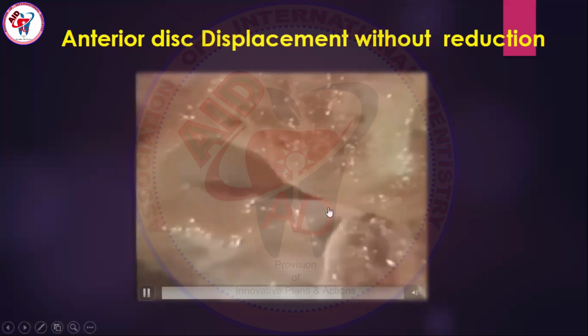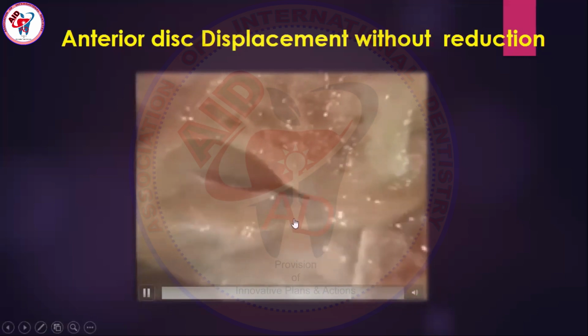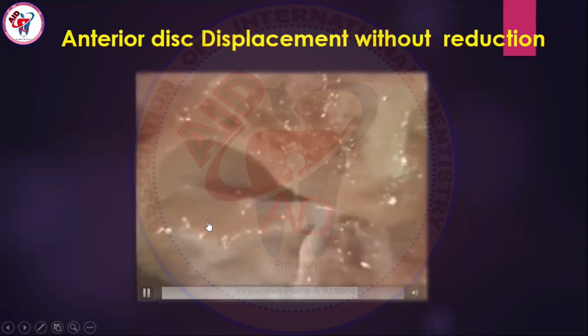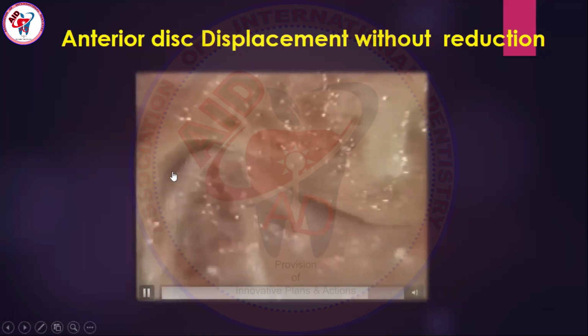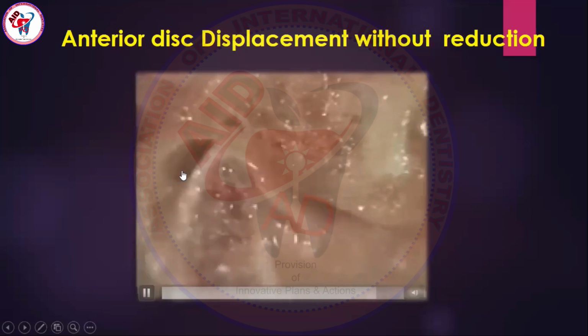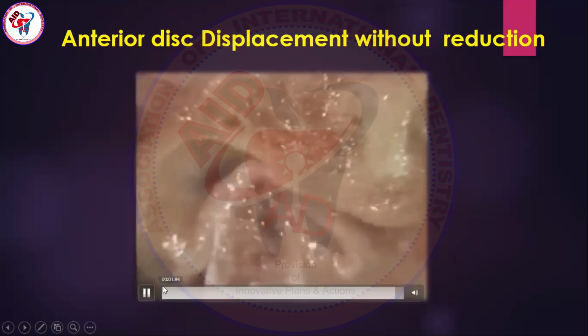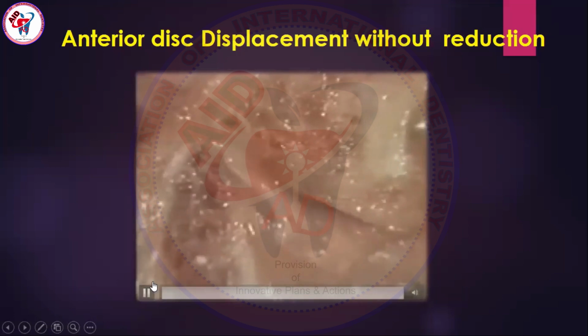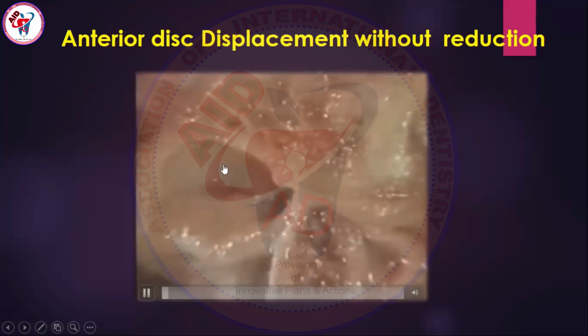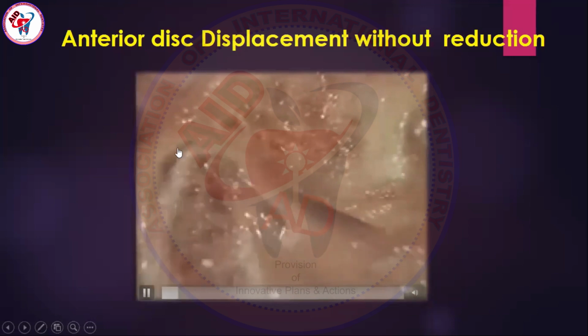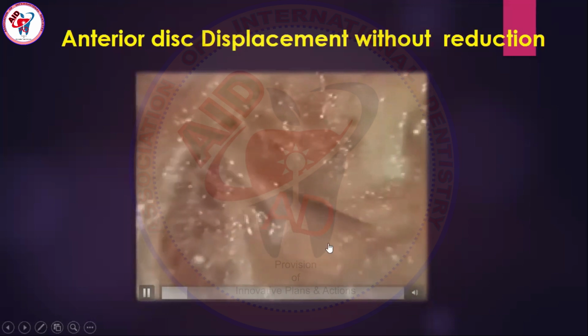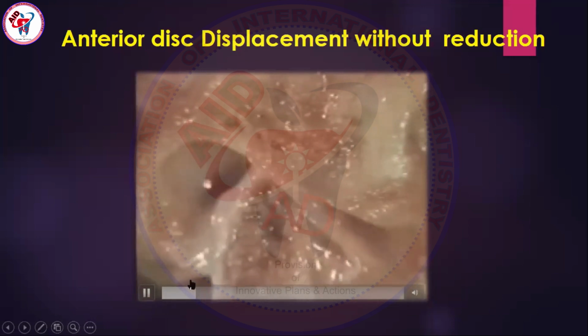And see the stretch of the posterior ligament. How much superior joint space is there? You see how much the superior joint space is there. The joint looks absolutely empty. The whole joint structure is moved forward and it's not coming back.